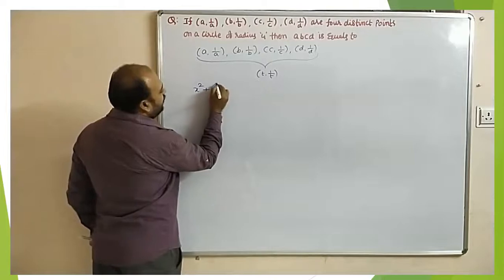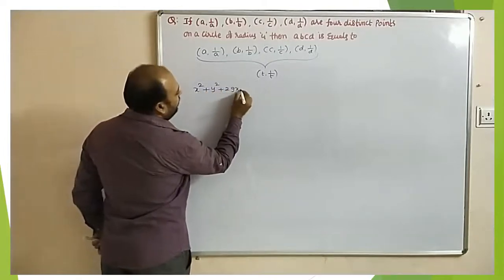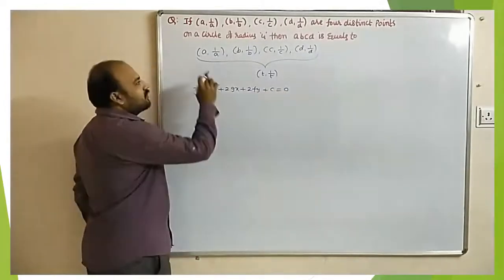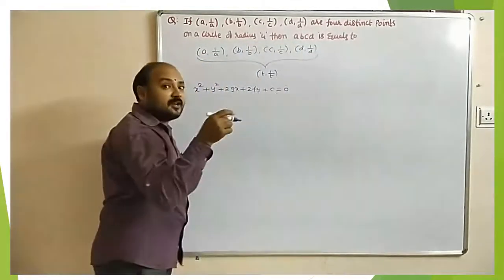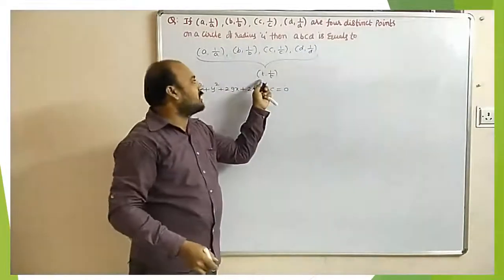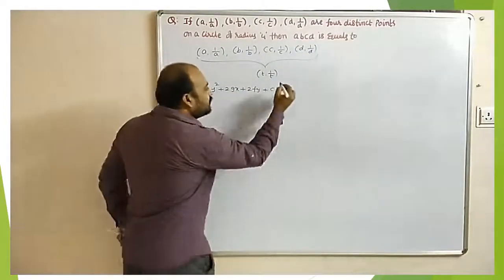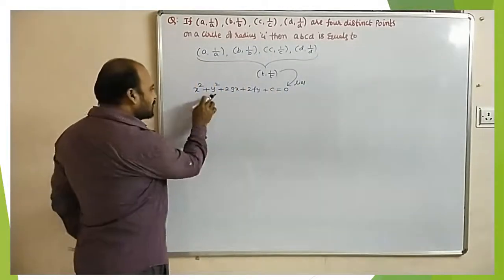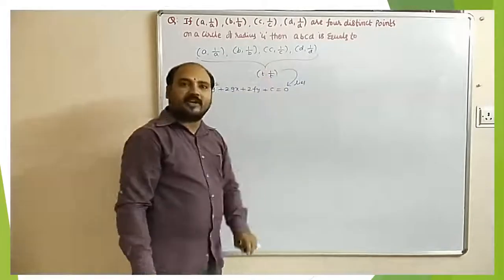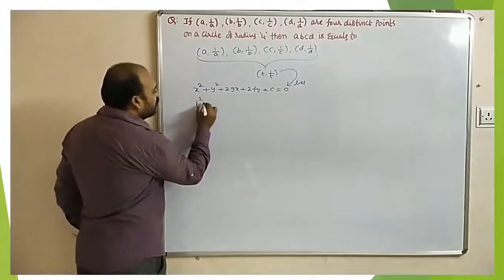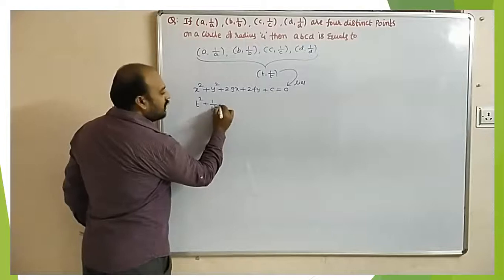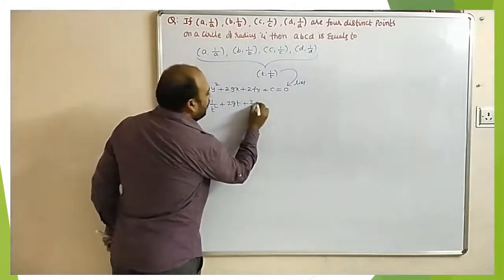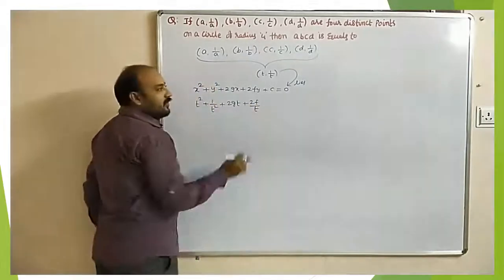So the general equation of the circle you have to consider is x square plus y square plus 2gx plus 2fy plus c equal to 0. All these points we are representing in the standard form (t, 1/t), which lie on the circle. Now substitute this point in the equation. Wherever x is there, put t, and where y is there, put 1/t: t square plus 1/t square plus 2gt plus 2f/t plus c equal to 0.